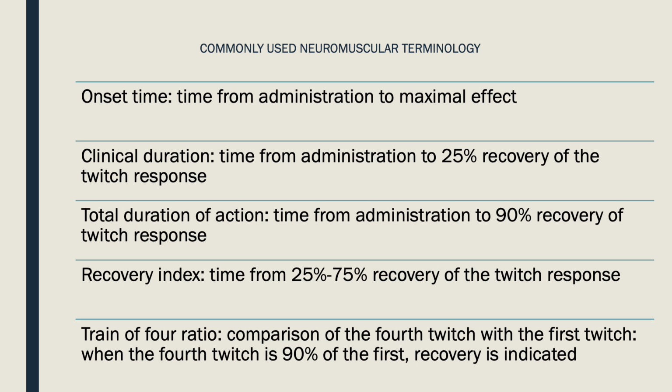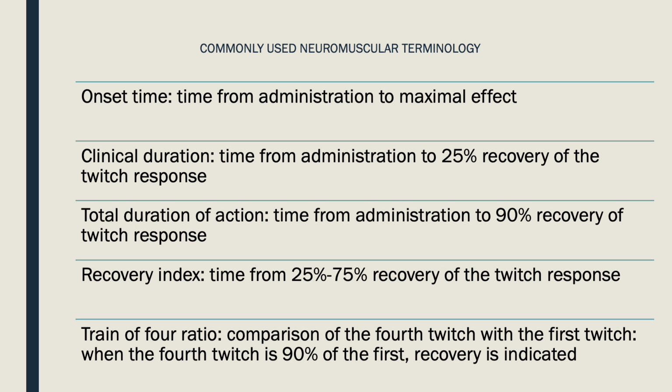However, we're going to touch on a few key points today, and to begin with, we're going to look at some commonly used neuromuscular terminology. Understanding this terminology is very useful when talking about neuromuscular monitoring, but also for administering these drugs. These terms describe critical time points and ratios used to evaluate the onset, duration, and recovery from neuromuscular blockade.